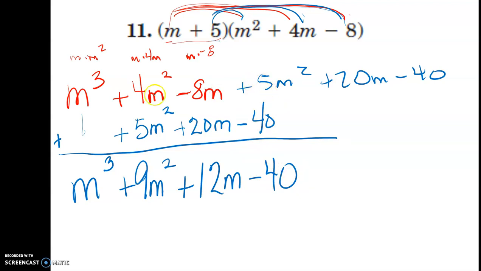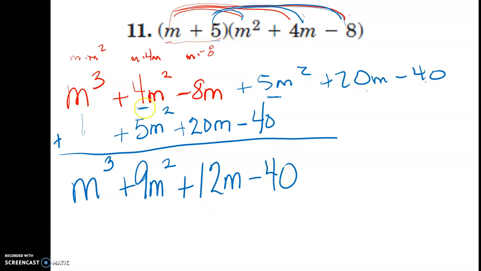That same thing would have happened here. I only had 1 m cubed if I look across the top, so there was only 1 m cubed. Here I can see I have a 4m squared. There was the 5m squared. If I wrote it as one long line, still gave me the 9m squared. Negative 8 plus the 20 gave me the 12, and there was nothing to go with the 40.